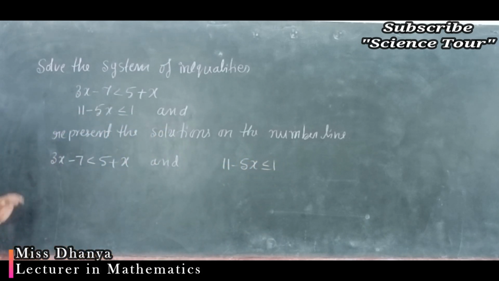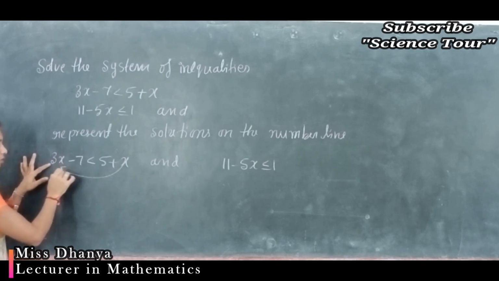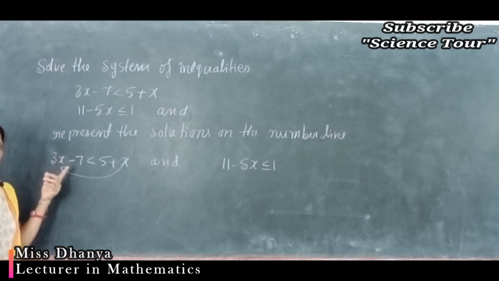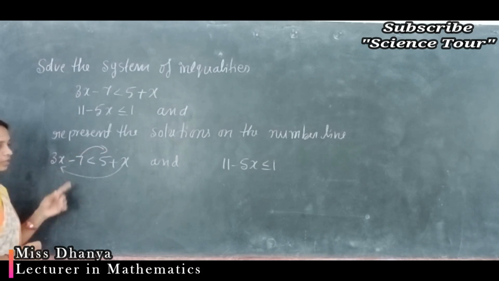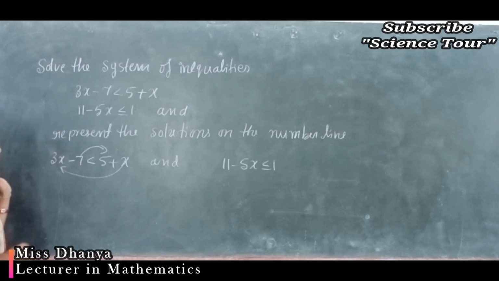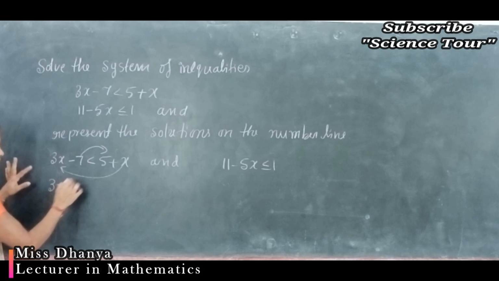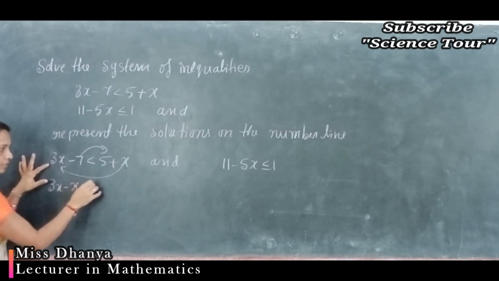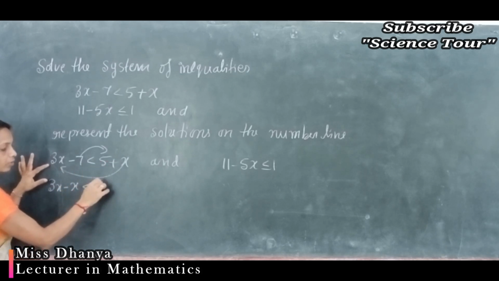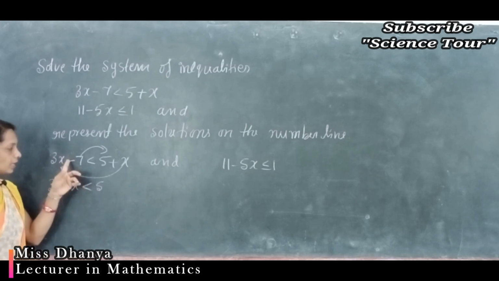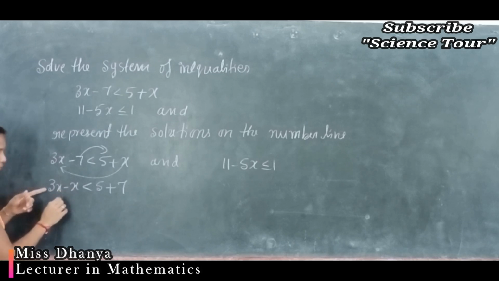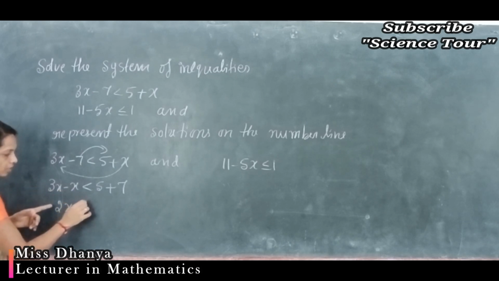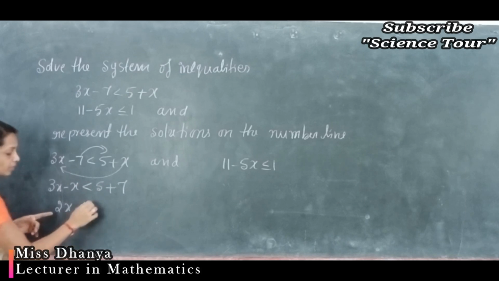I will solve the first inequality first. You have to bring the x terms to the same side. I will bring them to the left side because the left side has the larger x term, and shift the numbers to the other side. Minus 7 I will shift to the right side. So you have 3x minus x less than 5, and minus 7 on the other side as plus 7. 3x minus 1x is 2x, less than 5 plus 7.